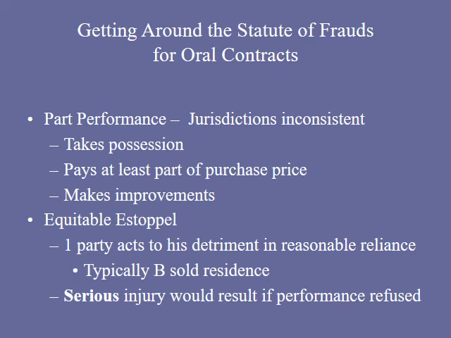Typically what that means is that the buyer sold his or her own residence in order to move into the next home. And the other aspect that's required for equitable estoppel is that serious injury would result if performance is refused. And a lot of courts apply quite a high standard for what is serious injury. It's not just about money. So most of these cases, somebody already sold a house in order to move into the next one they had agreed to buy.